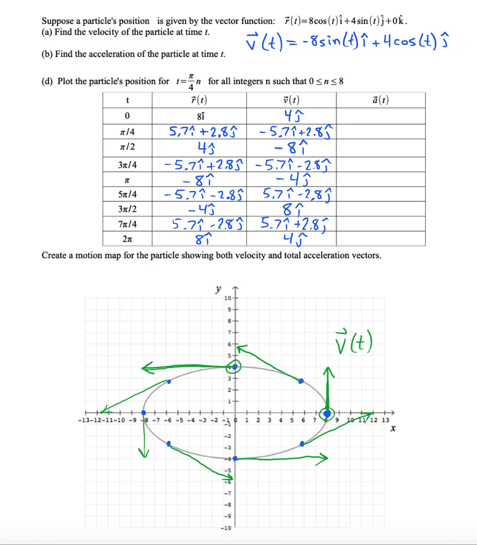Okay, great. I drew the velocity vectors. Now we want to see what the acceleration vectors look like. So let's do the calculus once again. Take the second derivative of the position function. We'll get negative 8 cosine t i minus 4 sine t j. And I'll go ahead and fill those values in.